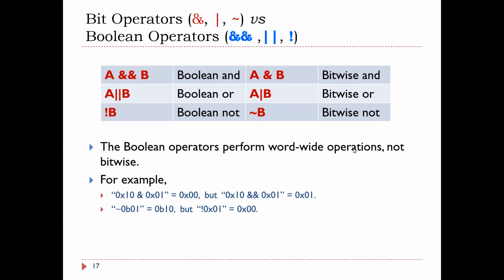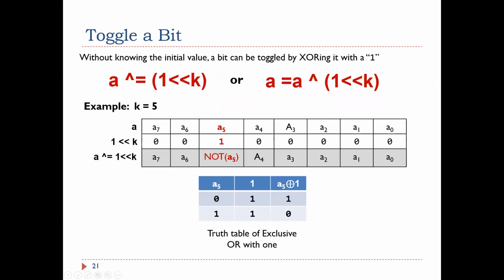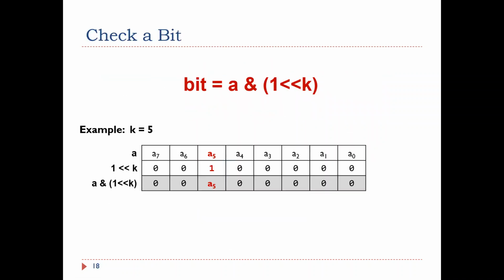Okay, so we discussed the bit operation and Boolean operation last time, and we are going to start from the next slide today. The next thing that we have here is to check a specific bit, whether it is 1 or 0.